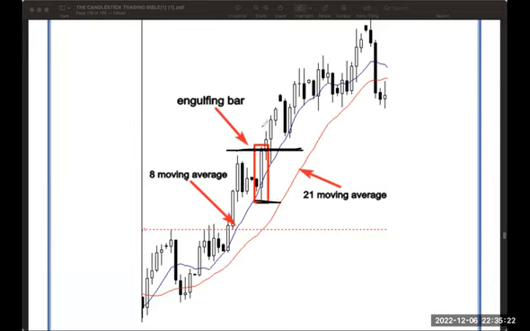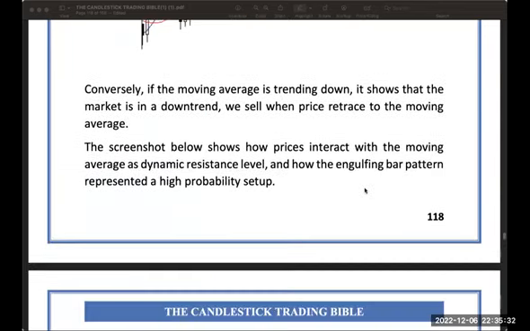Stop loss goes below here, then as price is moving, you just trail your stop loss and just keep following price until it takes you out, right? Especially if you're in a trending market. Conversely, if the moving average is trending down, it shows that the market is in a downtrend, and we sell when the price retraces to the moving average. The screenshot below shows how prices interact with the moving averages as a dynamic resistance level, and how the engulfing bar pattern represented a high probability setup.